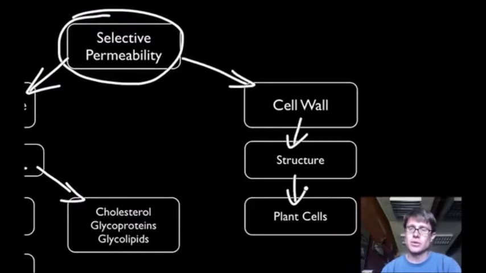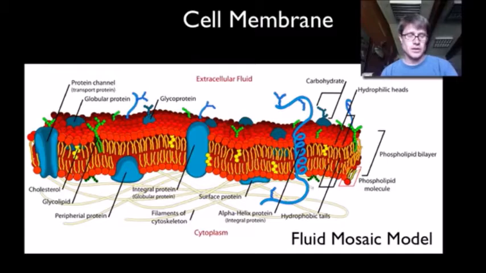So I'll show you a picture of a plant cell wall, and also pictures of bacterial and fungal cell walls. Animals don't have cell walls. They just have their cell membrane.